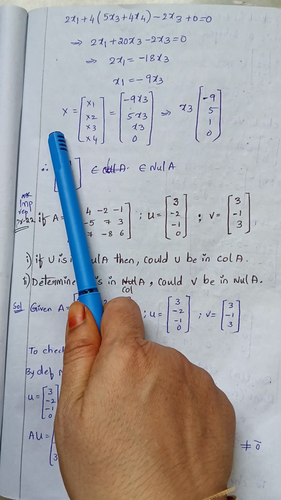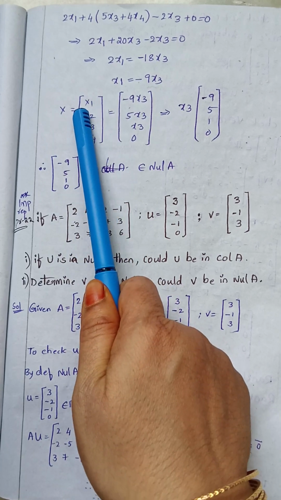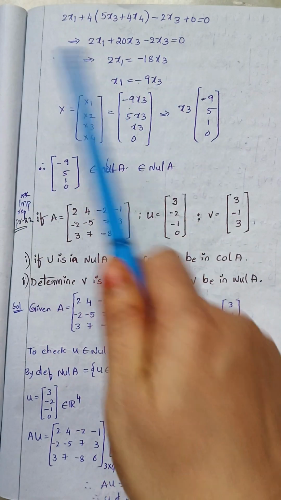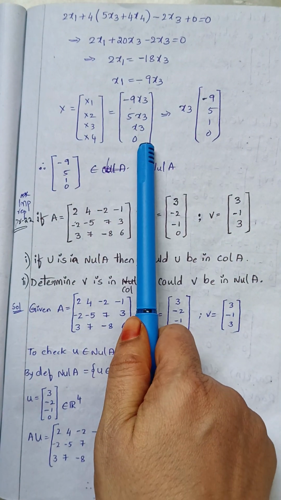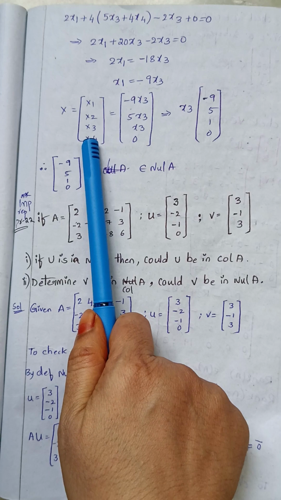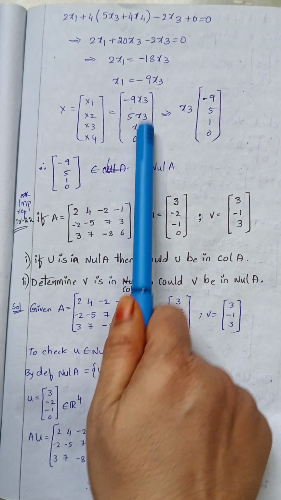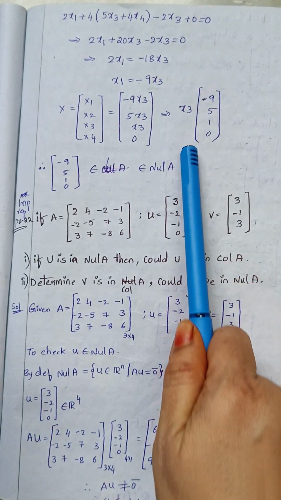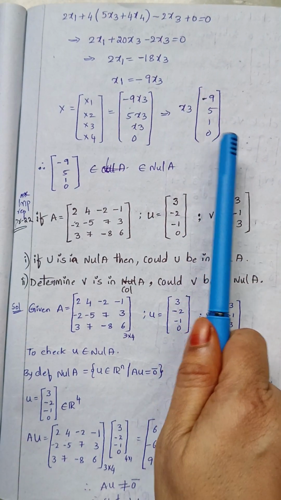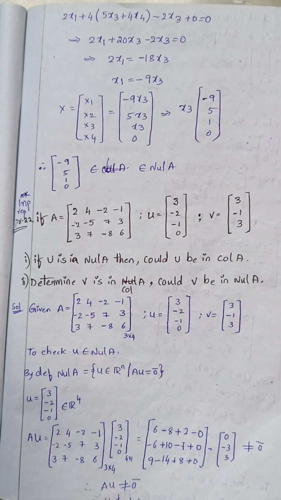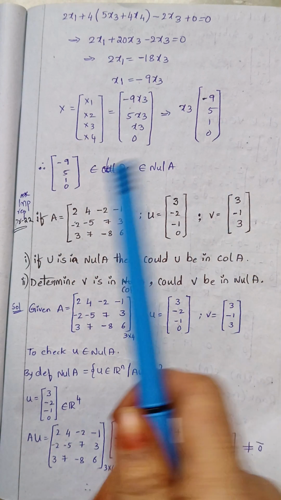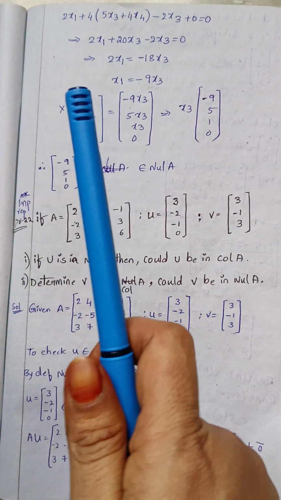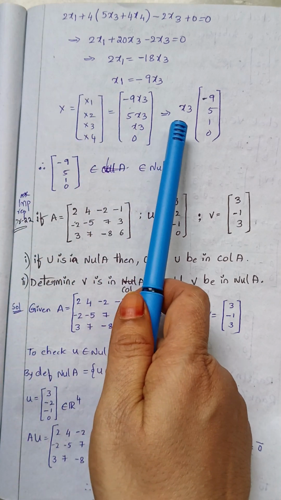So, what is x? x1, x2, x3, x4. Substitute x1 equal to minus 9x3, x2 equal to previously 5x3, and x4 is 0 as we got, and x3 is the independent variable, that's why we are taking x3 as it is. And now take x3 common, then you get one vector which is in null A, which is a non-zero vector. So, to find any non-zero vector of null A, we have to take the augmented matrix [A | 0 bar] and solve, and take the independent variable as common.